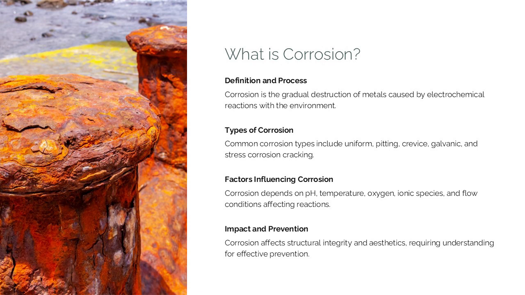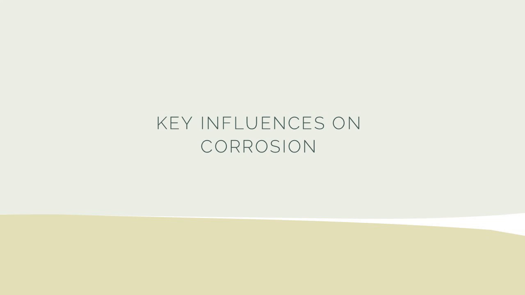Corrosion is influenced by multiple factors, including pH, temperature, oxygen levels, ionic species, and flow conditions, which alter electrochemical reactions and protective film stability. Here are the major influences: role of pH in corrosion, temperature effects, dissolved oxygen, chloride ions and aggressive species, flow velocity, metal composition and microstructure, protective films and passivation, electrochemical potential and galvanic corrosion, environmental conditions. We'll look at each in detail.